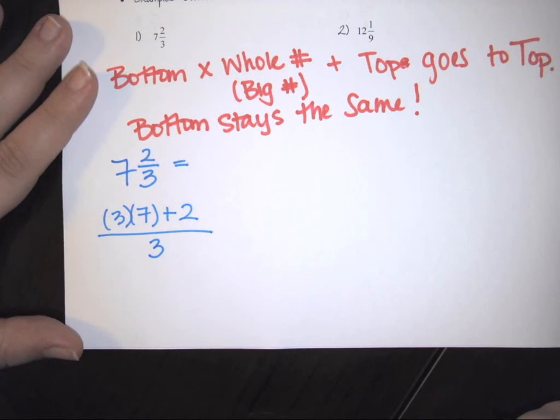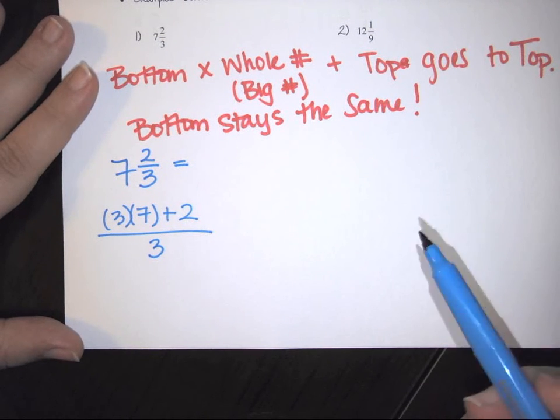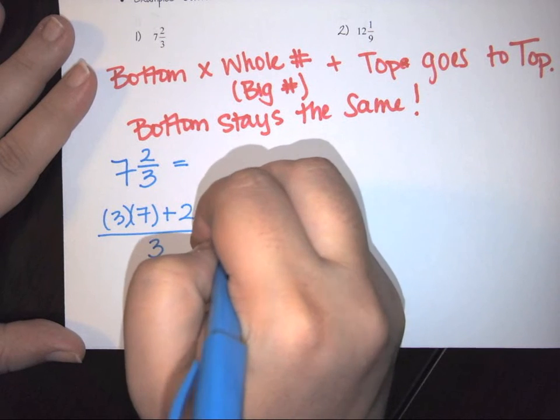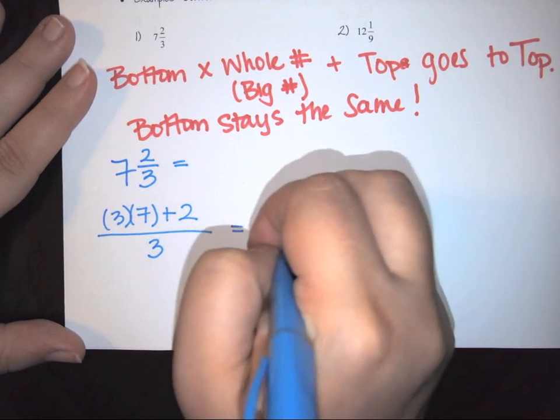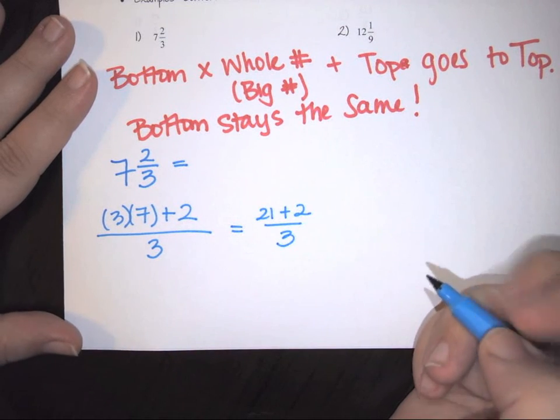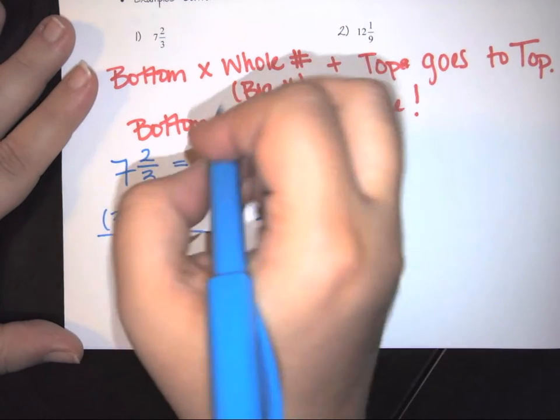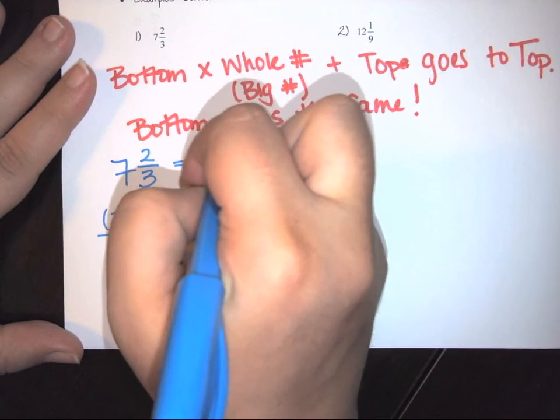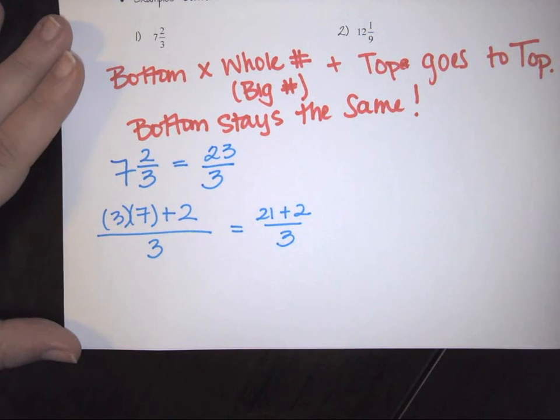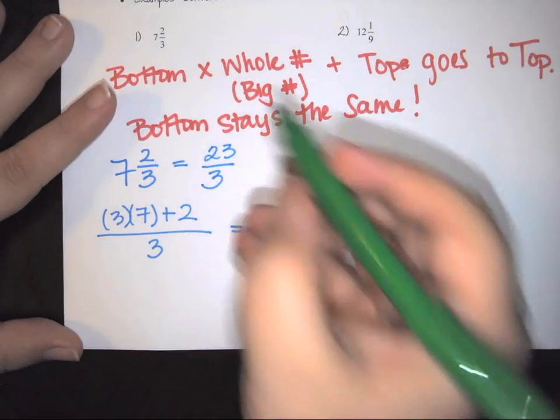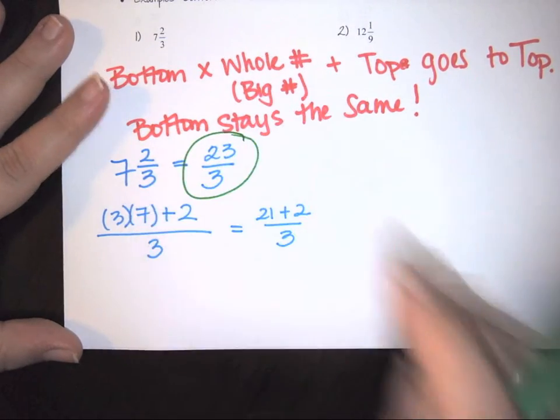So all we have to do at this point is reduce the fraction. So here you can see that we're going to have 21 plus 2 over 3. So overall we're going to end with 23 over 3. Okay. And this would be the result that we were looking for.